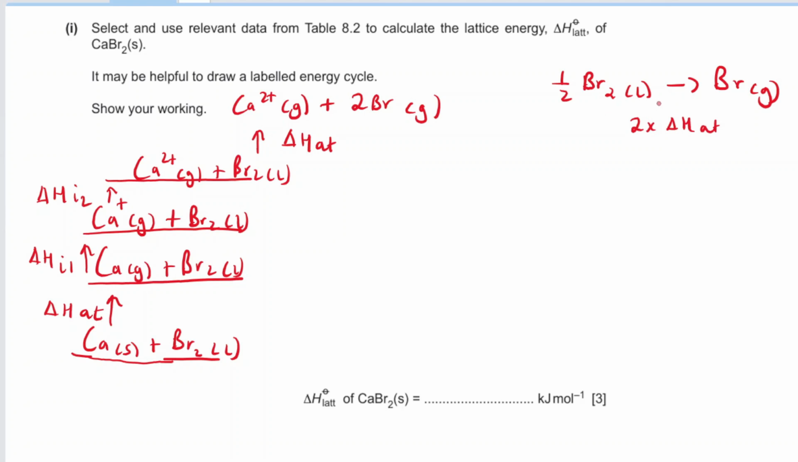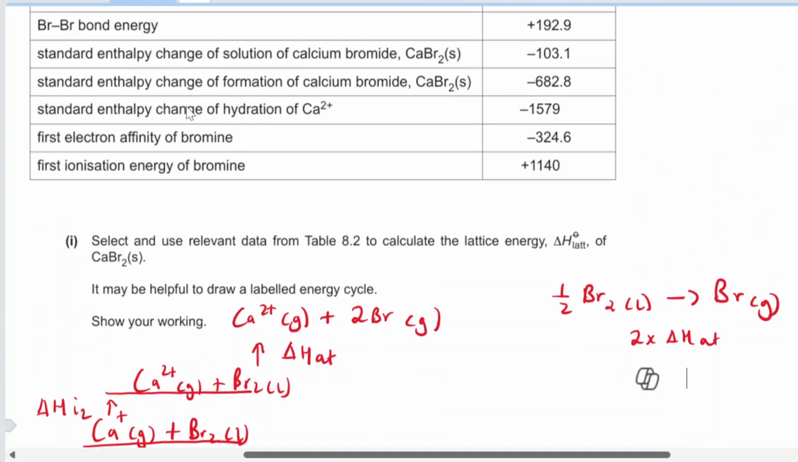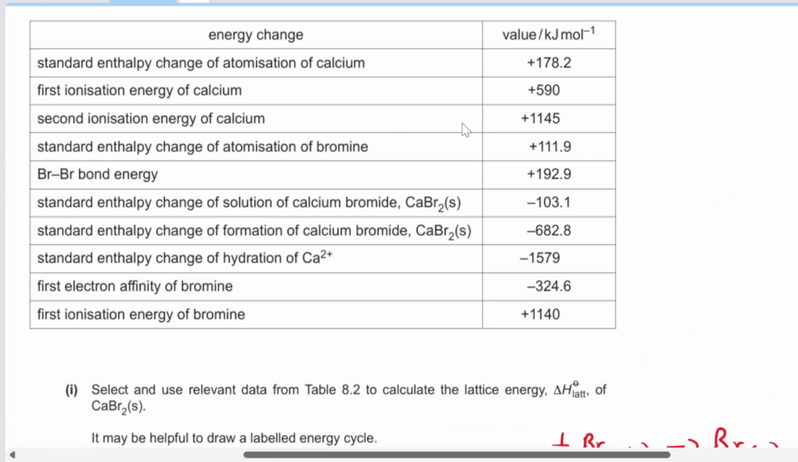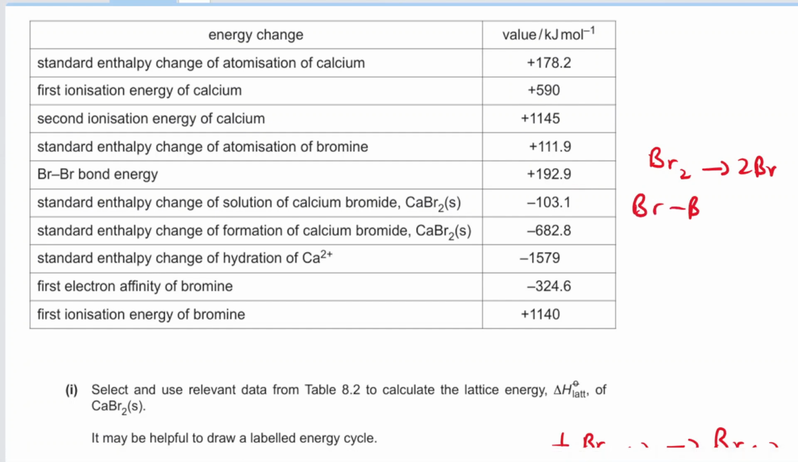So this is 2 times enthalpy change of atomization. Another tricky part is that we have the bond energy in the table here. So you see you have a Br-Br bond energy which is 192.9. So some of you might be thinking, why don't we use this one? So why don't we just do Br2 forms 2Br? Because we have the bond energy. You are just breaking the bond and you'll form these two atoms.